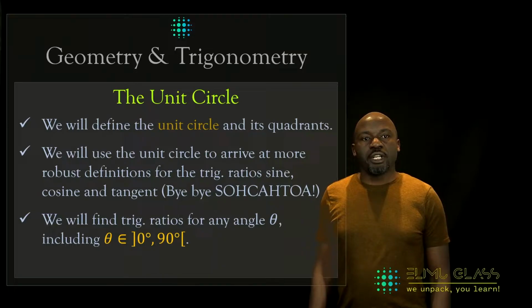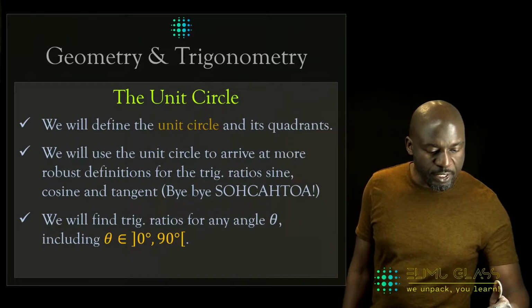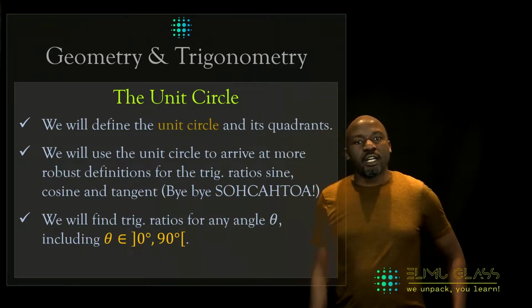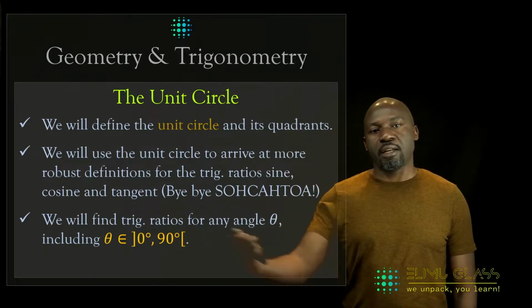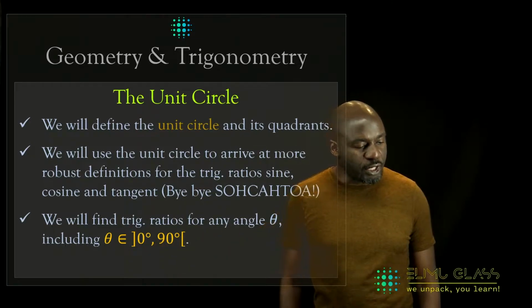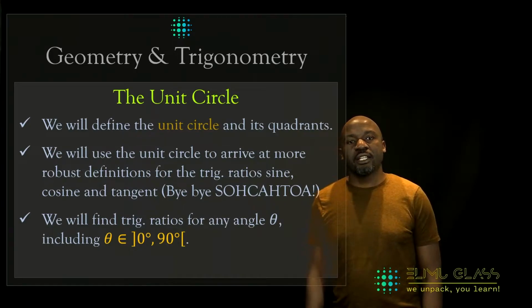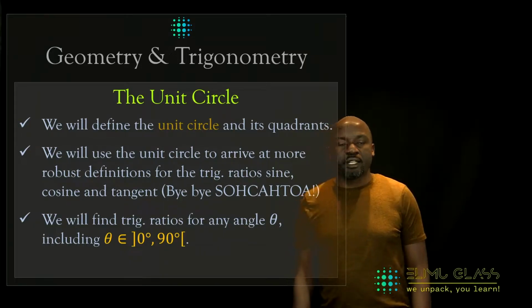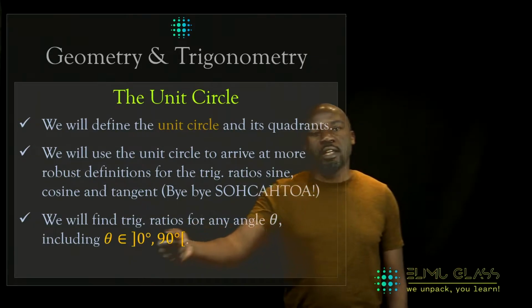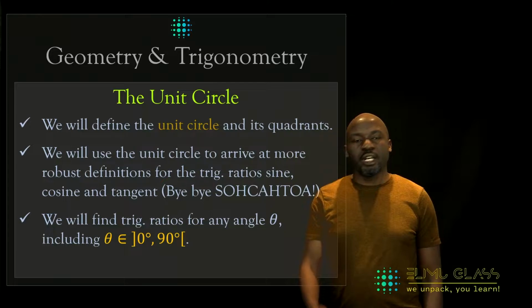And we will use this new definition to find the trigonometric ratios for angles that are all angles actually, including angles that go beyond this range of 0 and 90 degrees. That means we can find the sine, cosine, and tangent of 120, 150, negative 200, any angle other than between 0 and 90, which this method of SOHCAHTOA usually helps us find. Okay, so let's begin.